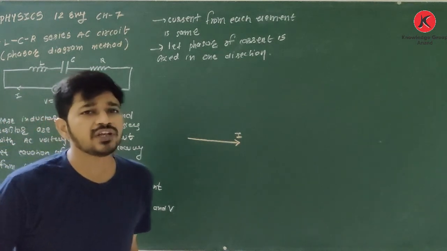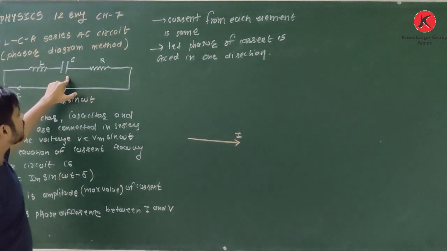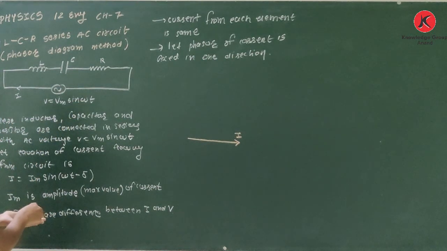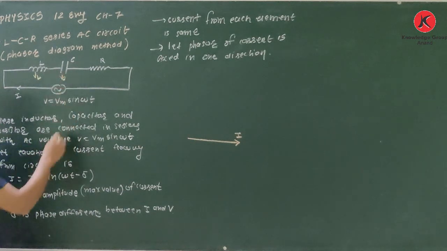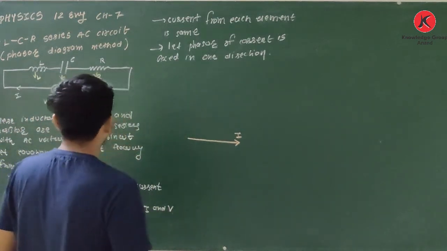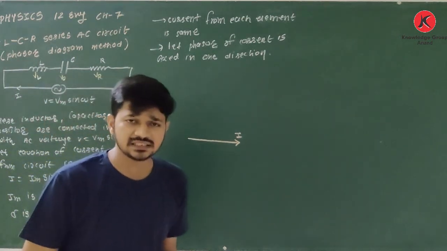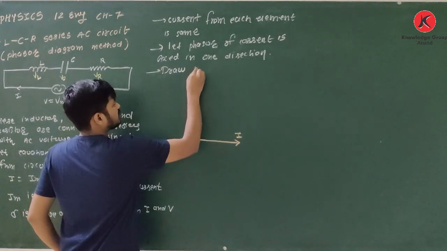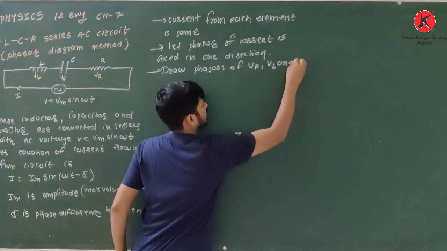Now we have to draw phasors for the potential difference between two ends of the inductor, VL, between two ends of the capacitor, VC, and between two ends of the resistor, VR. So now we have to draw the phasors of VR, VL and VC in this figure.